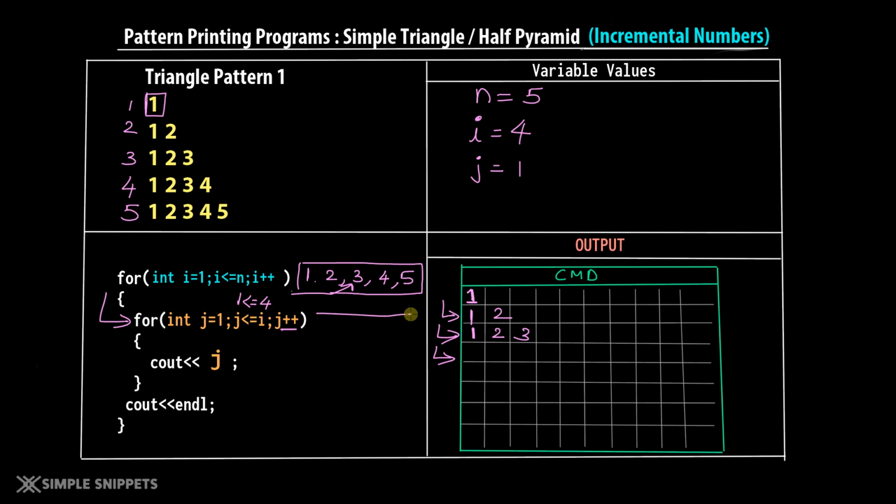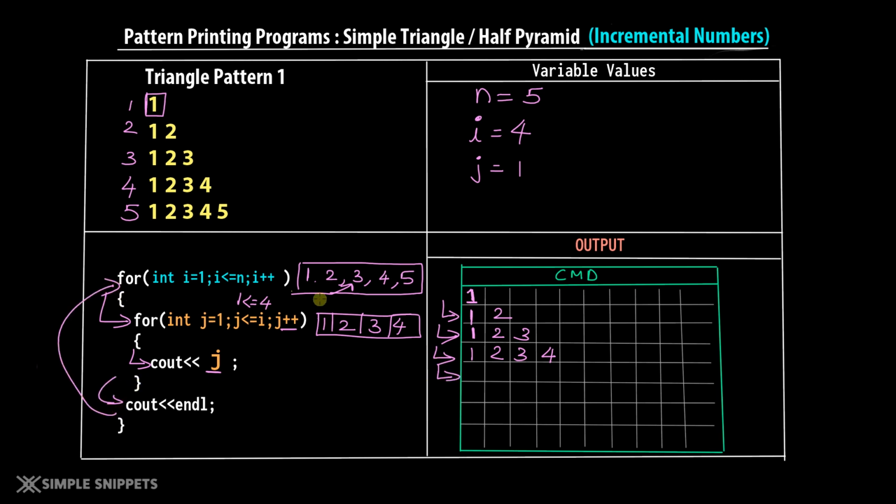So now the inner for loop will take 1, 2, 3 and 4. These values, which means that the inner for loop will run 4 times and it will print these j values side by side. So 1, 2, 3 and 4 will be printed. After j becomes 5, this loop will stop working because 5 is not less than or equal to 4. So you'll come outside, you'll say cout endl, come to the new line.